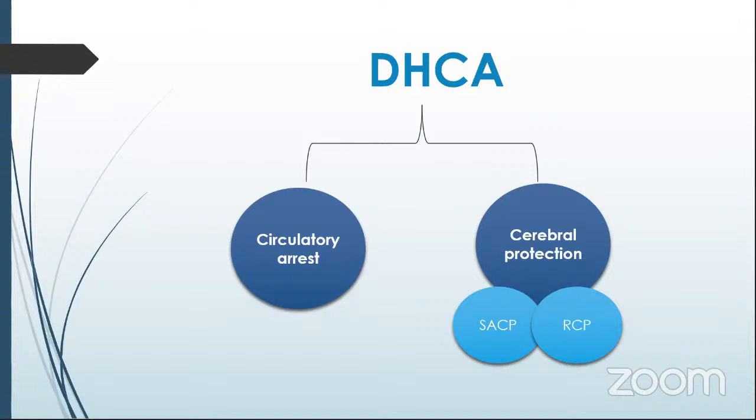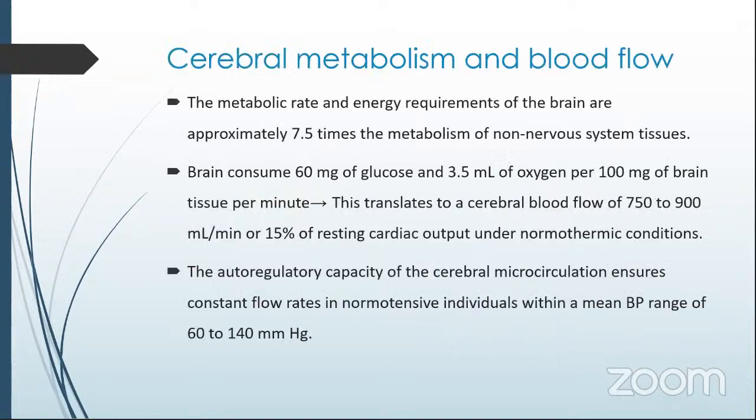Before we go deep into that, we need to know some basic concepts of cerebral metabolism and blood flow. To know how to protect the brain, you need to know that the metabolic rate and the energy requirement of the brain are approximately 7.5 times the metabolism of the non-nervous system. So it's a highly metabolic organ. The brain consumes about 60 milligrams of glucose and 3.5 milliliters of oxygen per 100 grams of brain. This translates to a cerebral blood flow of about 750 milliliters to almost 1 liter per minute, which is almost 15% of the resting cardiac output at normothermic condition. So the metabolic requirement of the brain is very high compared to other organs in the body.